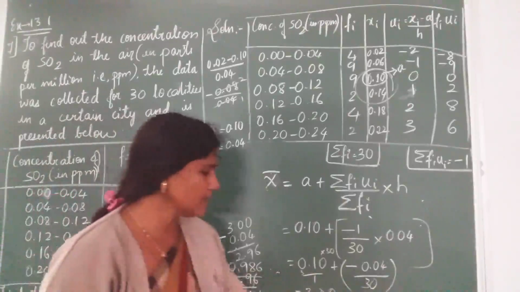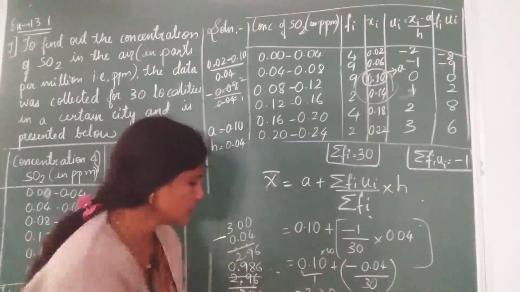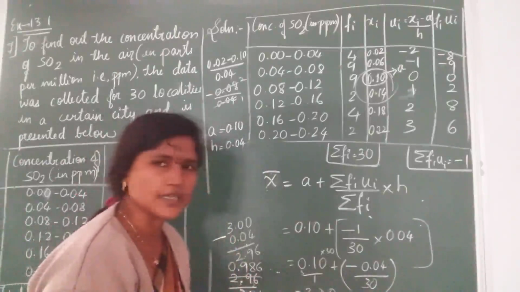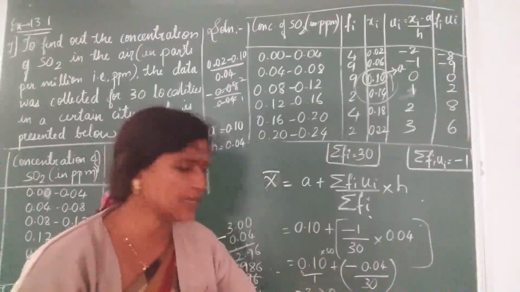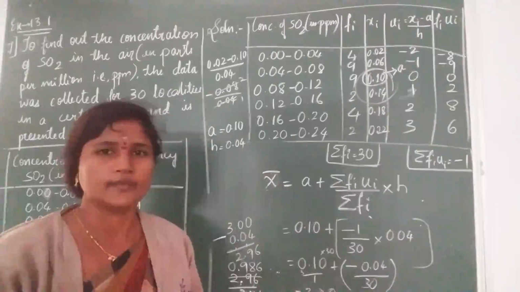So we can take it as 0.0986 as an answer, because now 10 is there, you have to shift that point towards the left side. So it will be 0.0986. So approximately you can write it as 0.099. Okay.